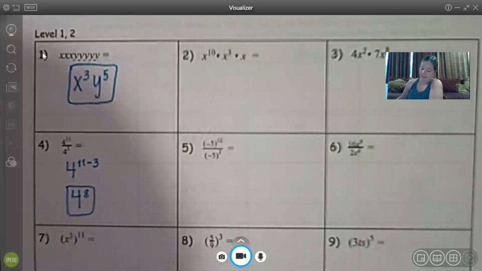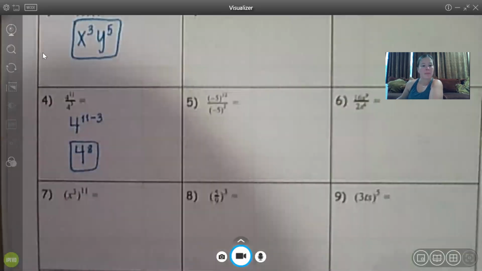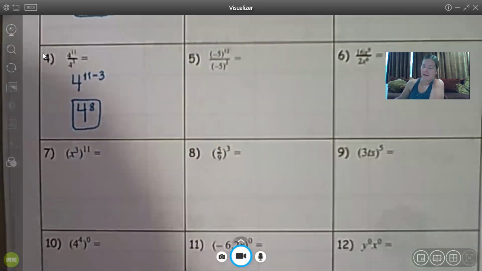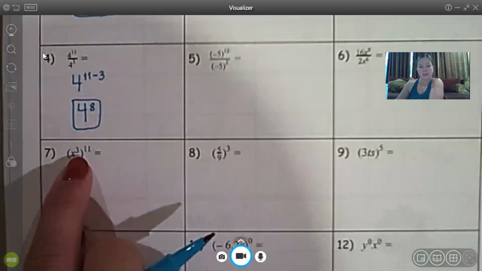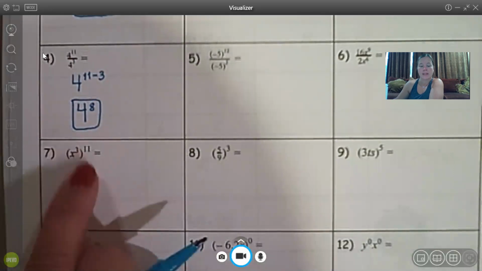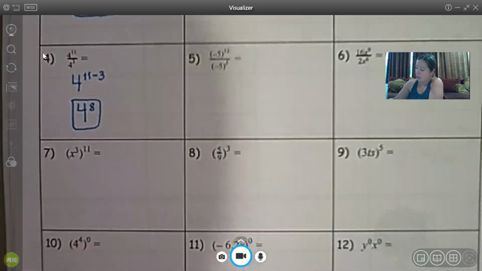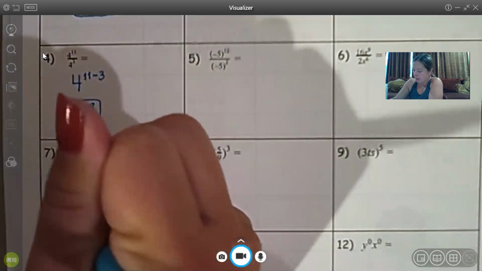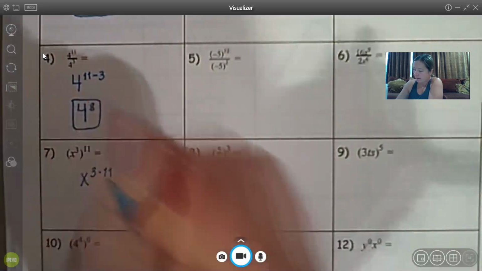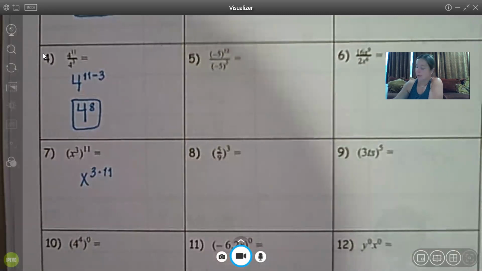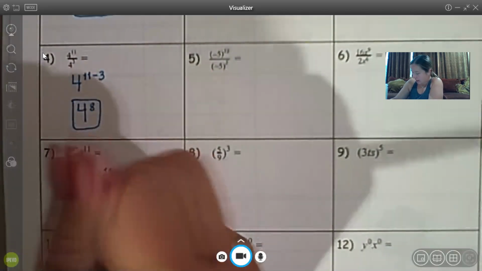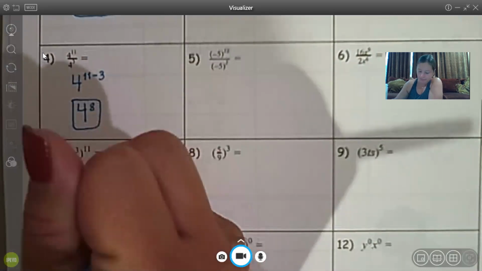Okay. On to the next row, we have power to a power. So we have x to the 3rd, all raised to the power of 11. Power to a power, I multiply my exponents, showing all of my work. I have 3 times 11. Okay. And I get my final answer of x to the 33rd.